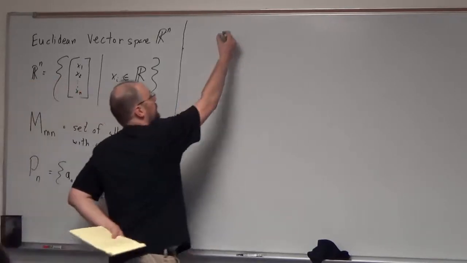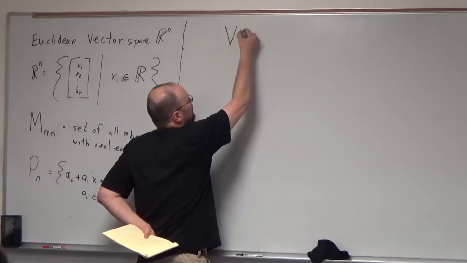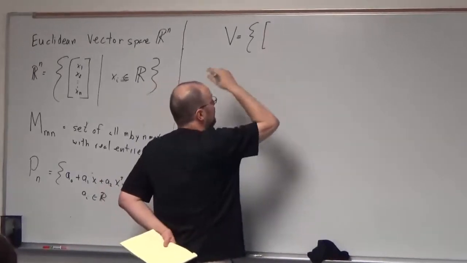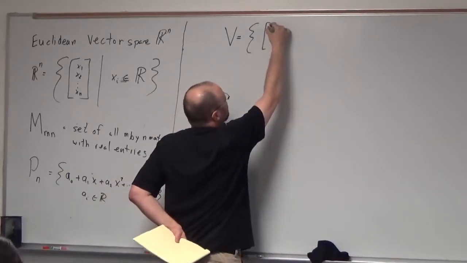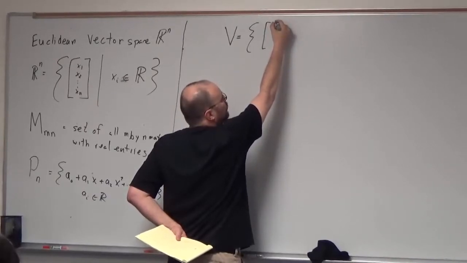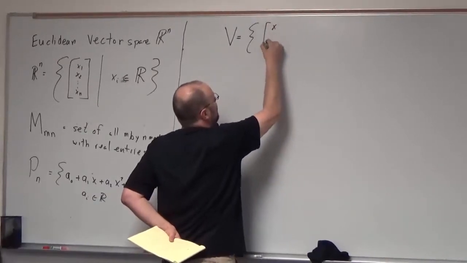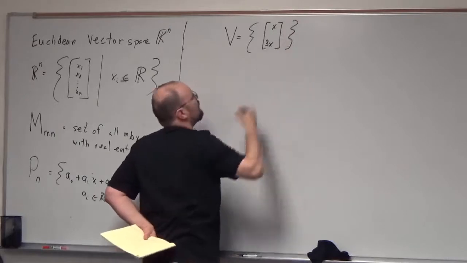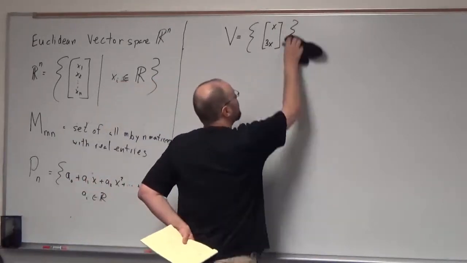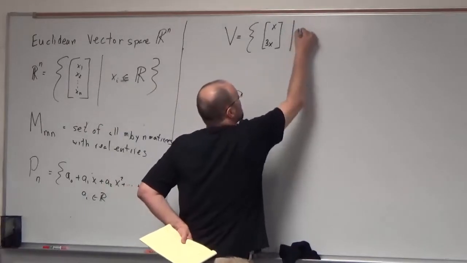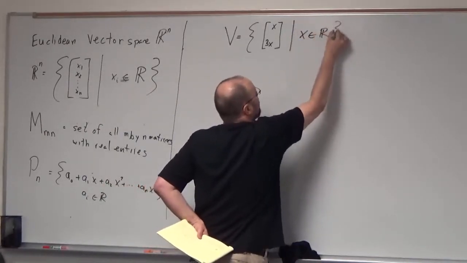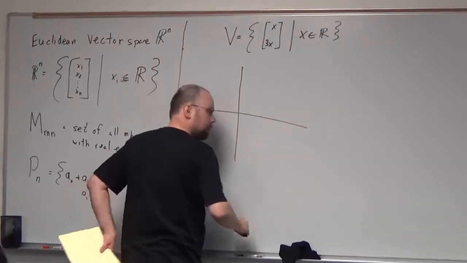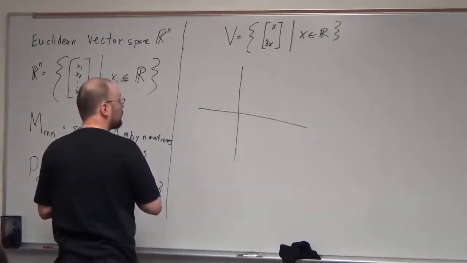So let's look at a specific thing. Suppose we have a set of vectors, objects, I won't call them vectors yet, that look like this: x and say 3x. This set, where x is a real number. So this set of vectors geometrically represents what? In the plane, what is this? It's a line of slope 3, right? So it's a line.